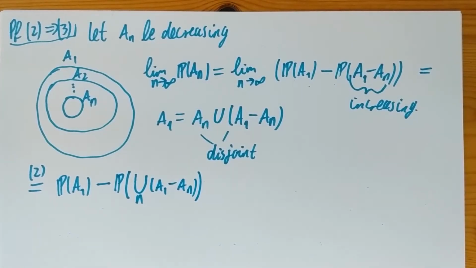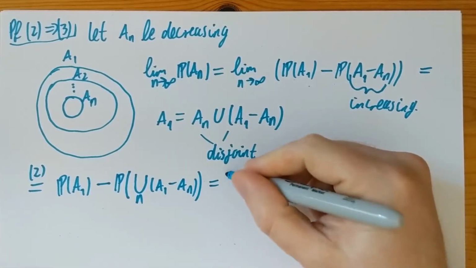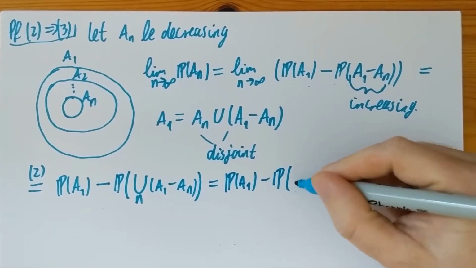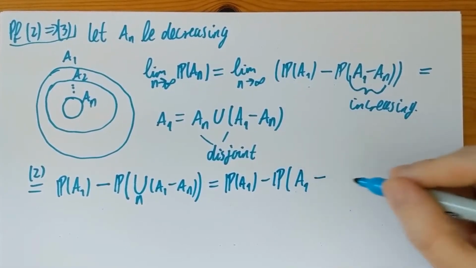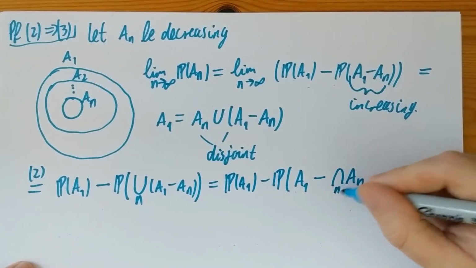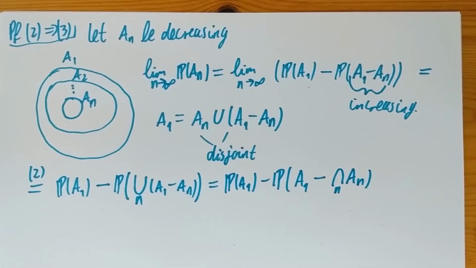Okay? And now everybody can convince themselves that the union of all of these differences is equal to the difference between a1 and the intersection of the an's. This is something like De Morgan's law. You can convince yourself that exactly those points in this union are included in this difference. Okay? So it's the probability of a1 minus the intersection of an.